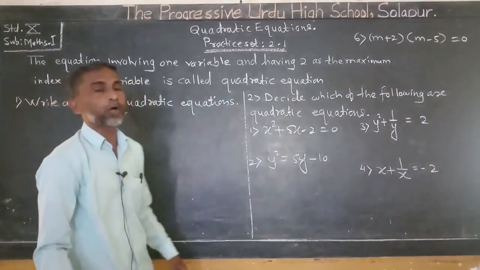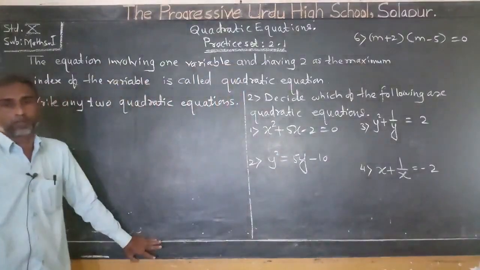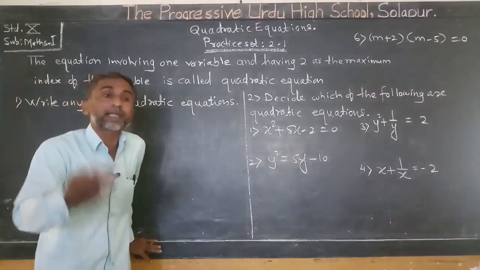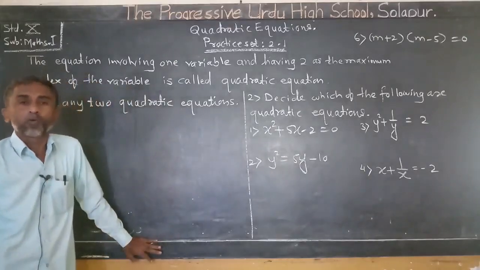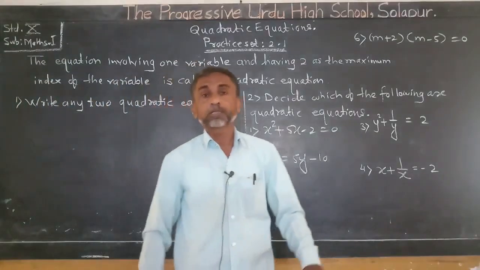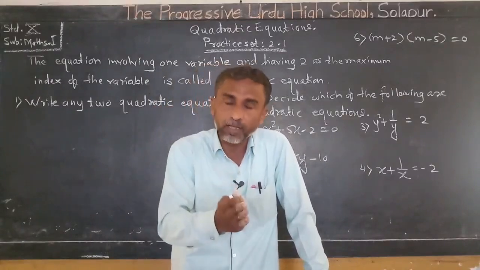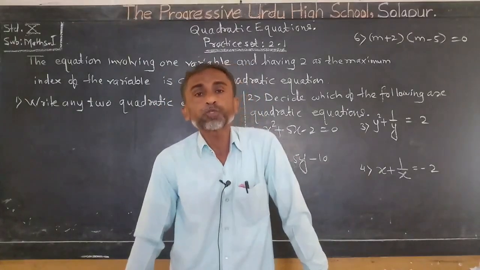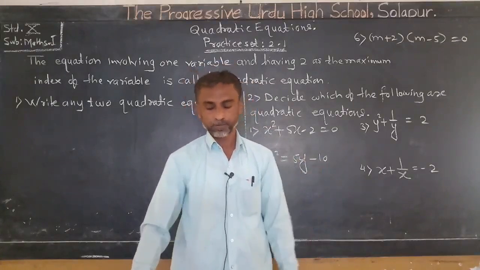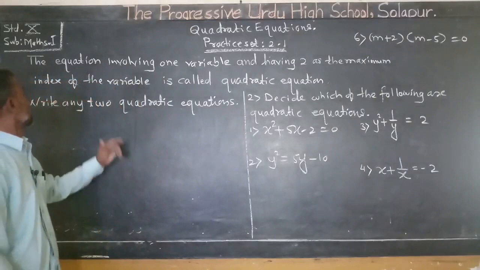Now, roots of the quadratic equations means what? The value of the variable for which the quadratic equation gets satisfied is called the roots of the equation or solution of the equation. The values for which the quadratic equation is satisfied are called roots of the equation or solutions of the quadratic equations. Now I am going to start practice set 2.1.